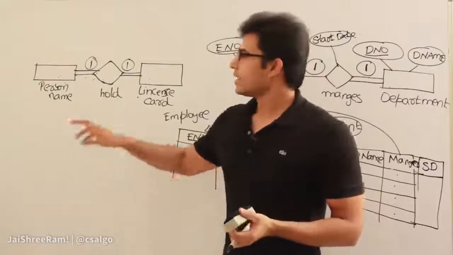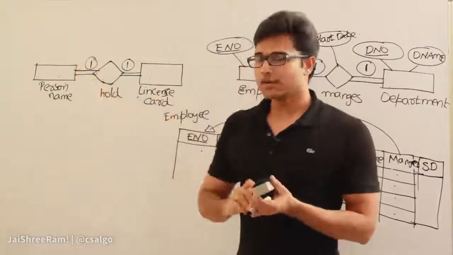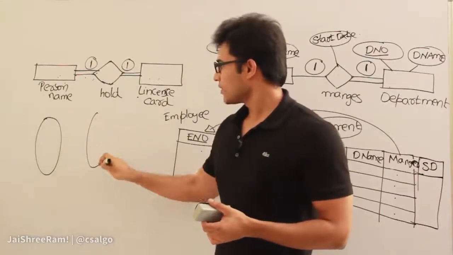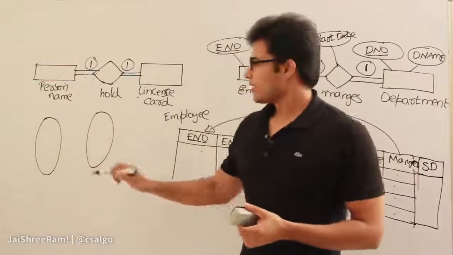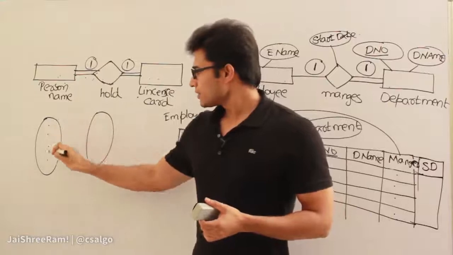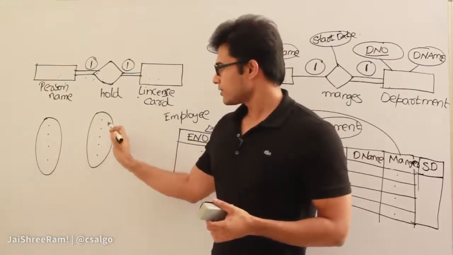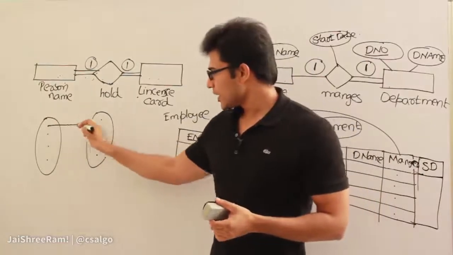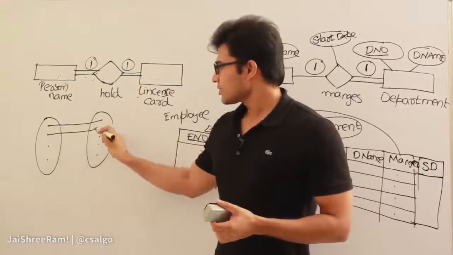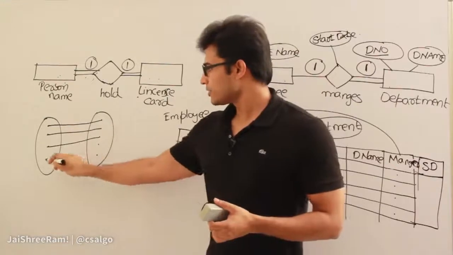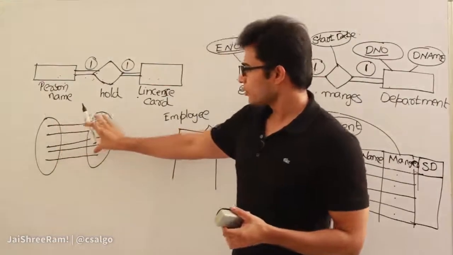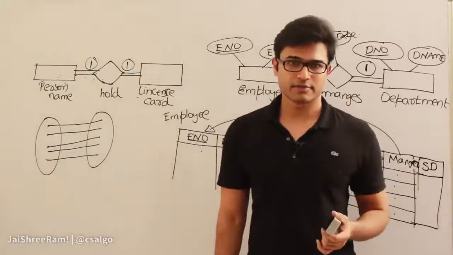Think about it. We are going to have a relationship like this, right? Now for every person there is going to be a license, and for every license there is going to be a relationship, and this is possible. Moreover, a single license cannot be held by two people, right? This is possible only when the number of persons and the number of cards are equal, isn't it?